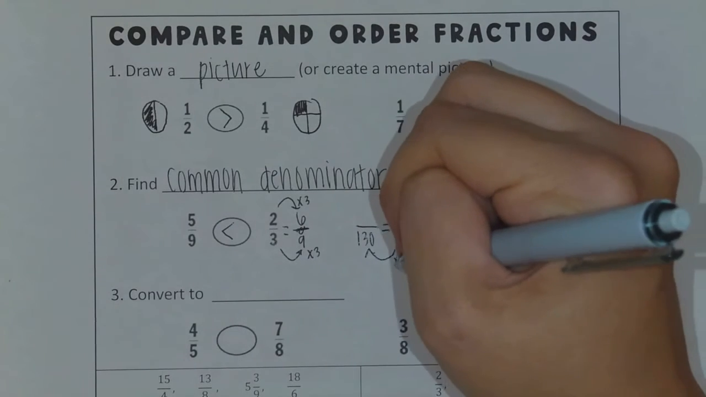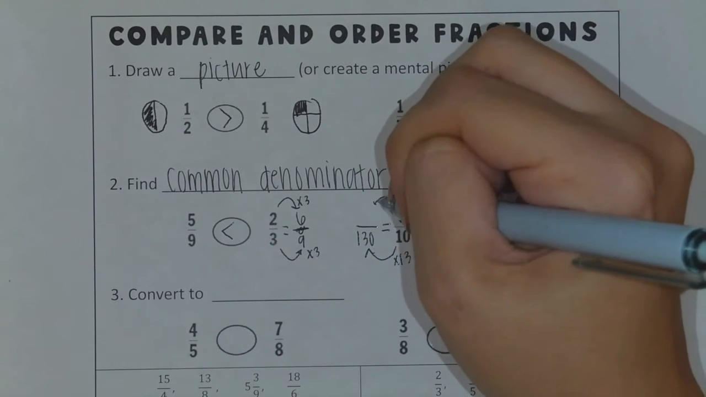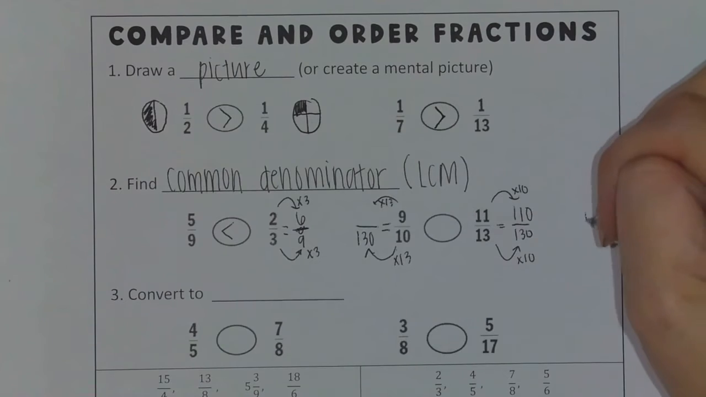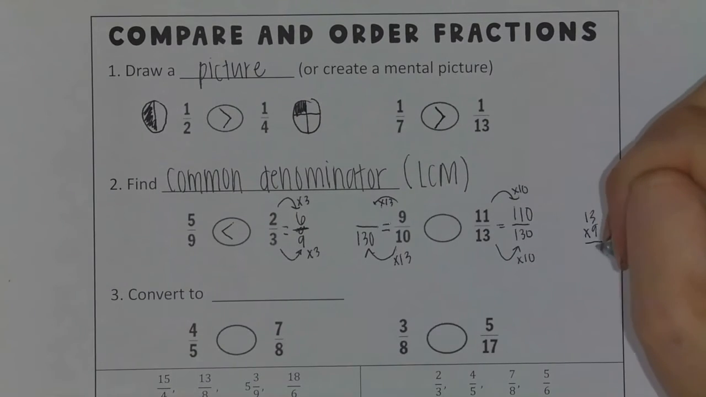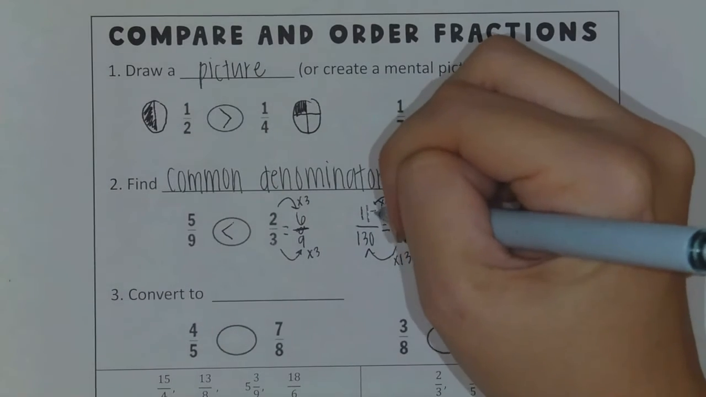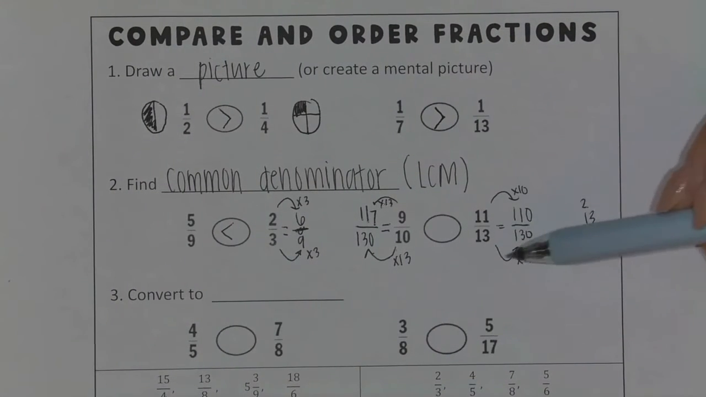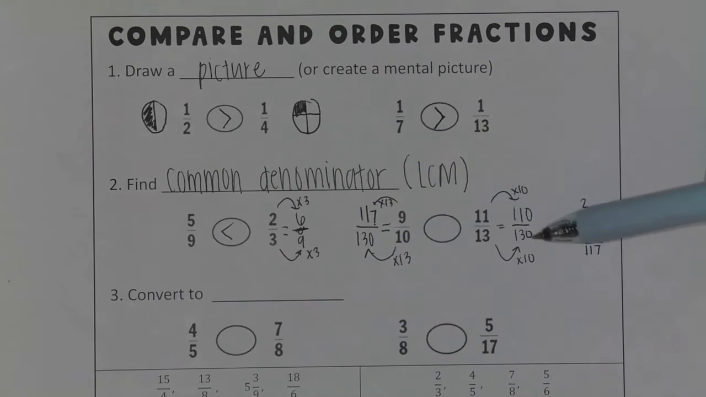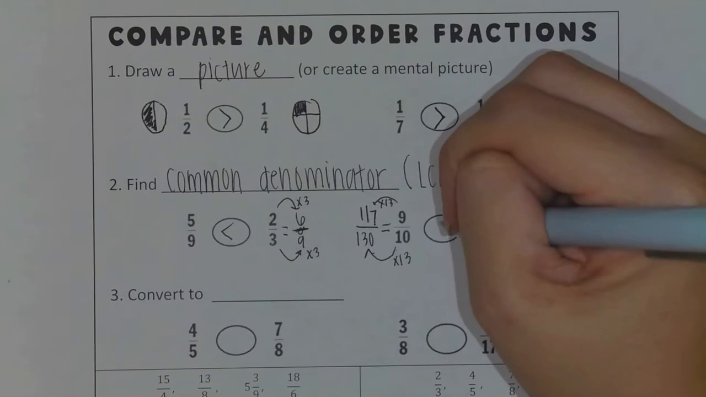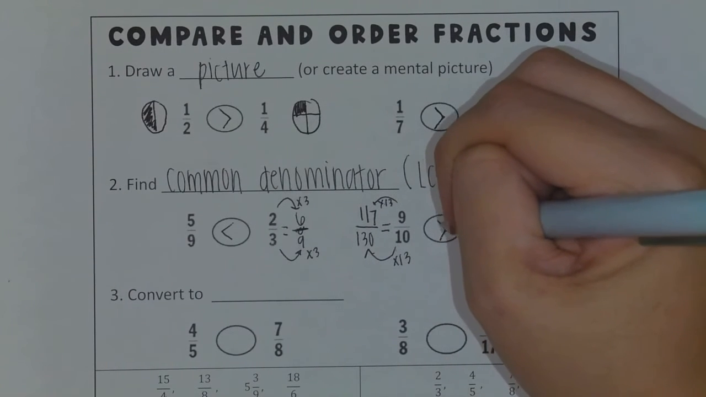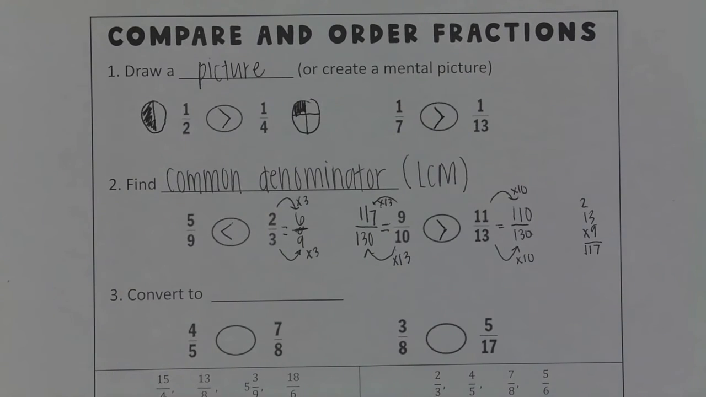So my scale factor here would be times 13. I'm going to come over here to the side and do 13 times 9, which is 117. So I know that 117 pieces is going to be more than that 110 pieces because, again, it's out of the same amount. So 9/10 is greater than 11/13.